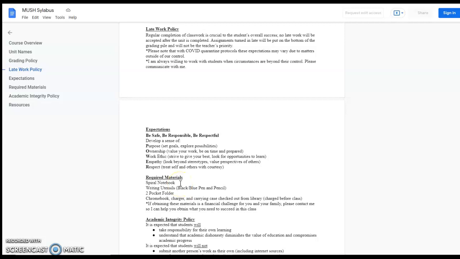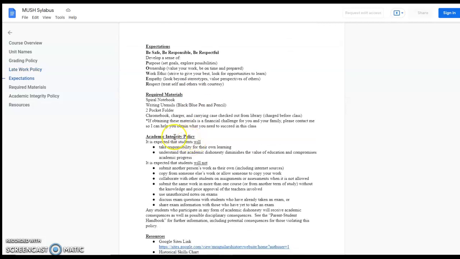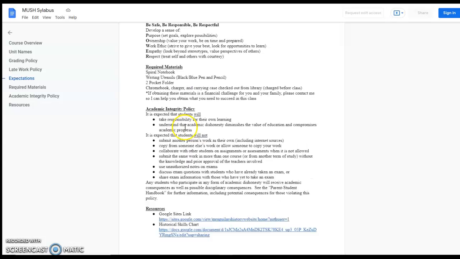Just a spiral notebook to take notes, writing utensils, a 2-pocket folder for organization, and then the Chromebook package because we do occasionally use Chromebooks in class. And we also have an academic integrity policy to ensure that students are actually getting something out of the class, not just cheating their way through and not actually learning anything.